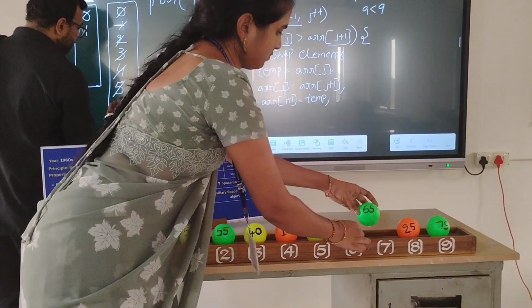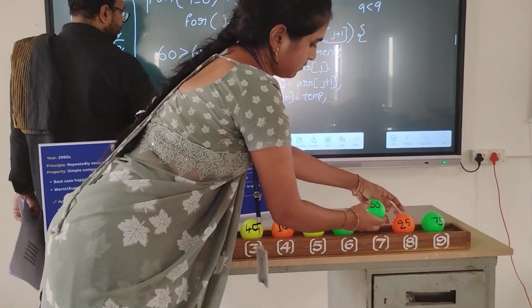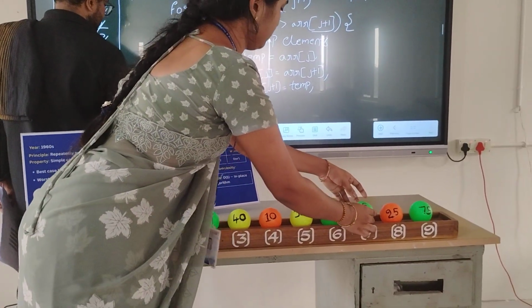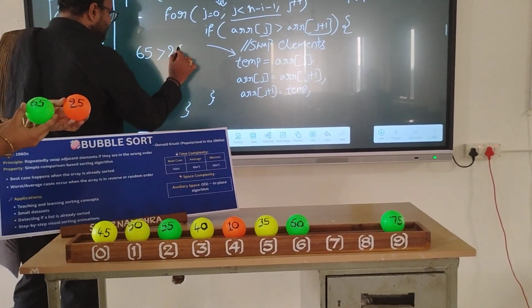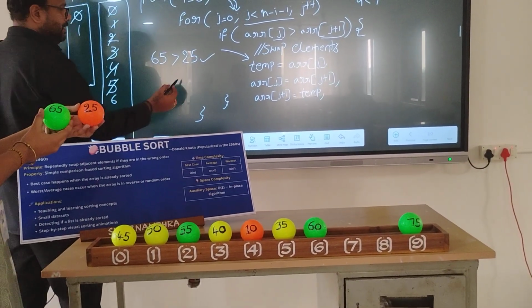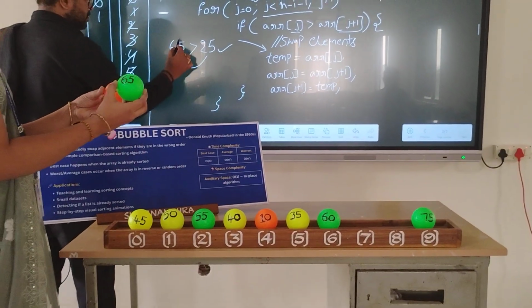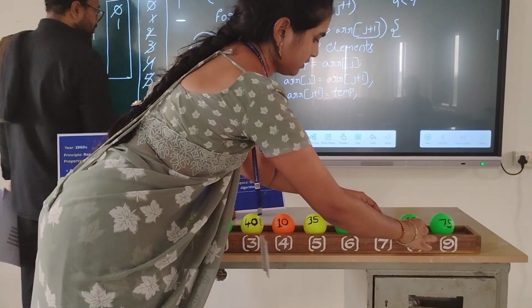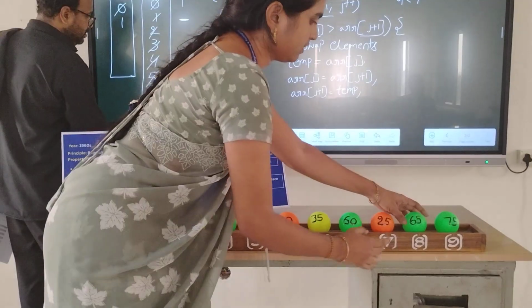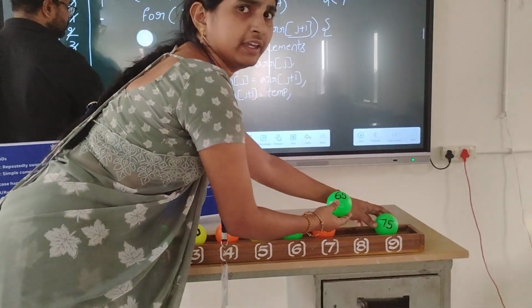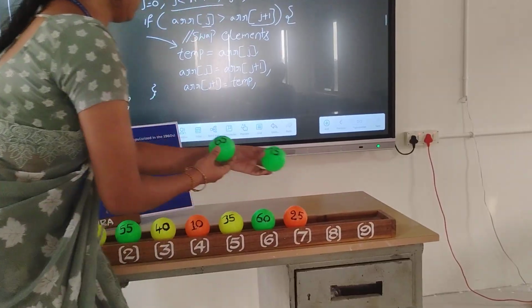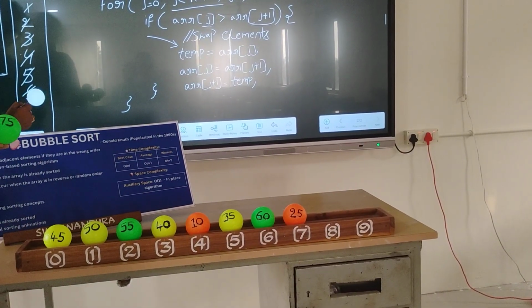J value increased by one more position. J becomes 6. Next, 65 is compared with 25. The condition is true, which means swapping is done. Now J becomes 7.